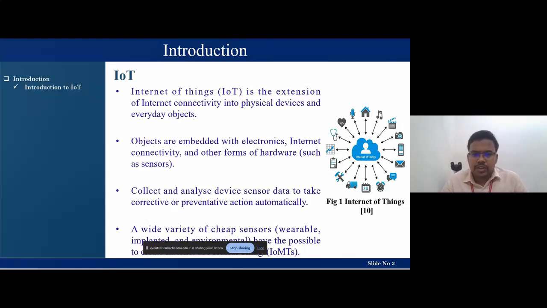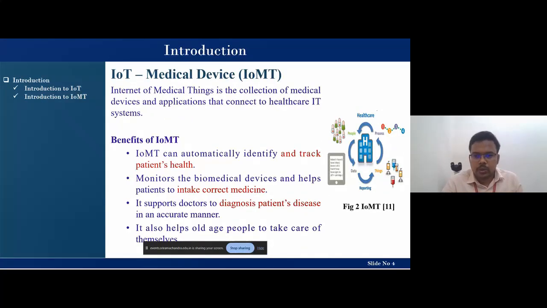A wide and cheap variety of sensors, like wearable, implantable, and environmental sensors, make it possible to create a new kind of system called the Internet of Medical Things. So we're going to talk about it. Now I'm going to use this term IoMT. The Internet of Medical Things is a combination of medical applications and services. It also includes the medical devices.